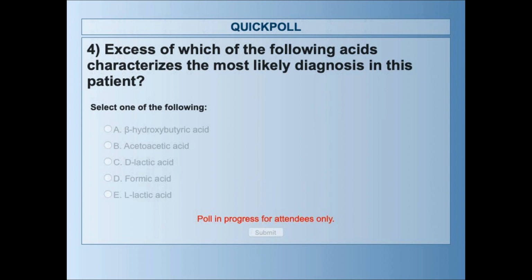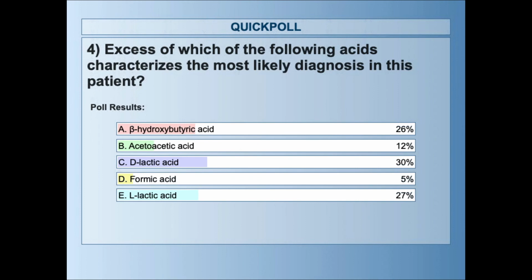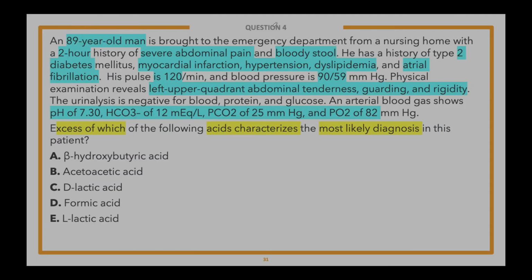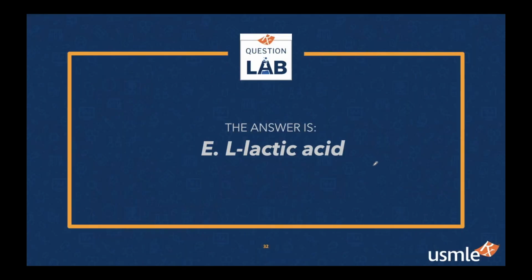All right, well, let's take a look and see what all of you selected. 30% of you selected C, D-lactic acid, and 27% of you selected L-lactic acid, and 26% of you selected beta-hydroxybutyric acid. So very, very close between first, second, and third place. So let's take a look and see what the correct answer is, and the correct answer is E, L-lactic acid, and 27% of you got it right. Let me hand it off to Paris so we can explain why.